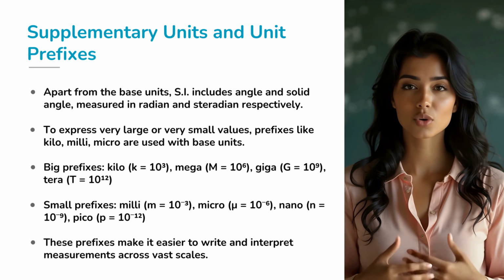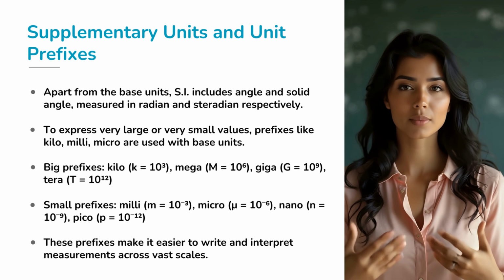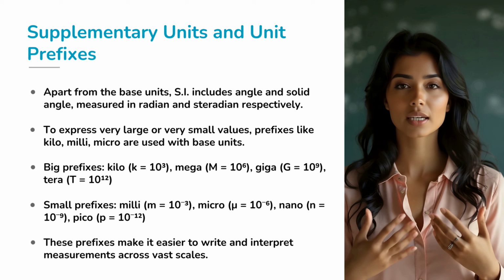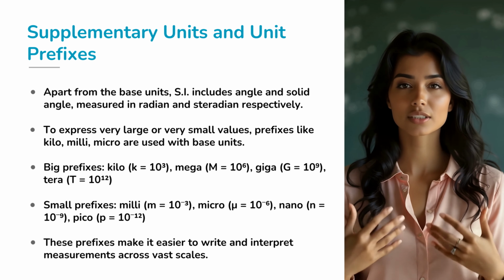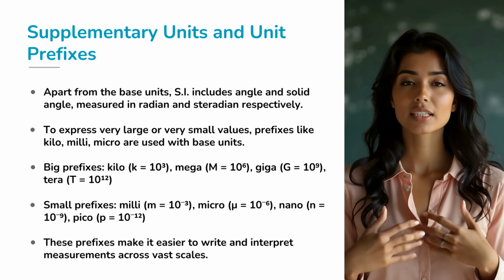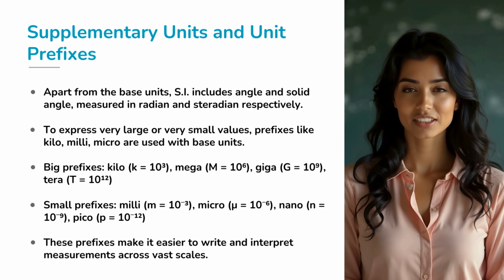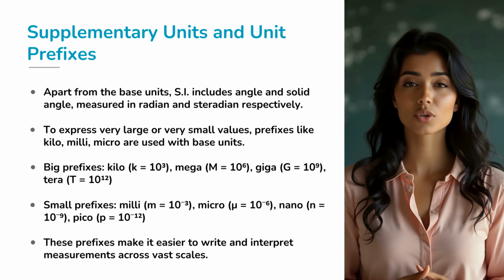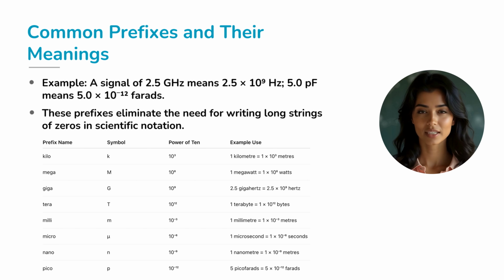Instead of 0.000001 meters, we say 1 micrometer. It's clean, efficient, and helps avoid a forest of zeros in calculations. In chemistry, these prefixes show up everywhere, from nanometers in particle sizes to megajoules in energy output. They make our chemical language concise and powerful. Let's now walk through some of the most commonly used prefixes in the SI system, both large and small.